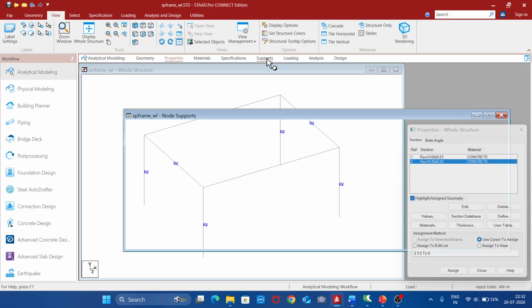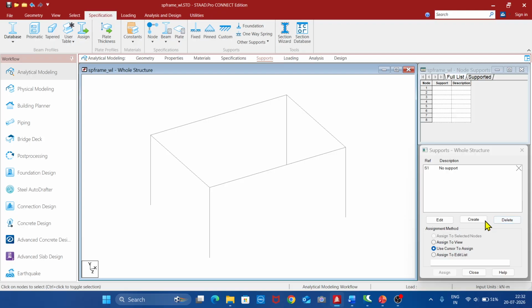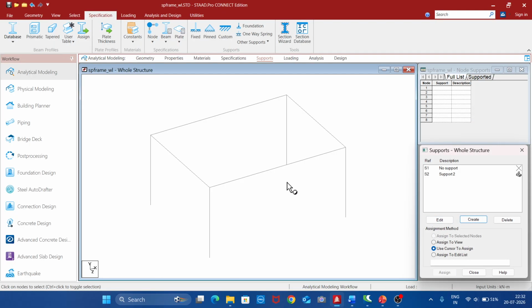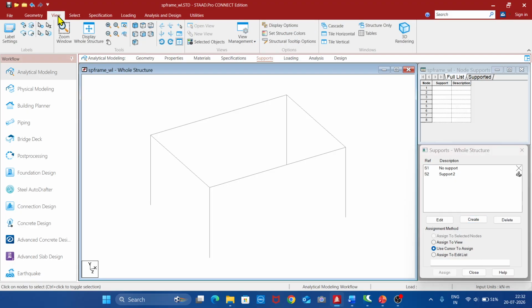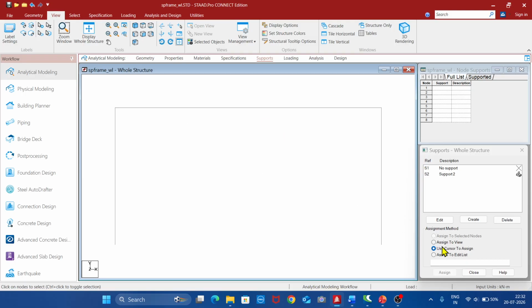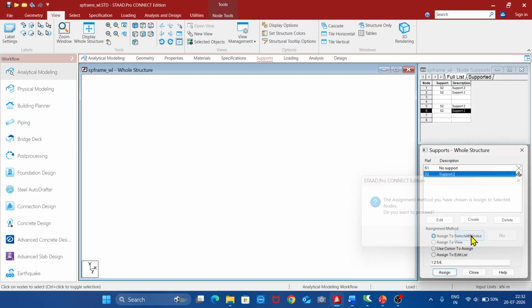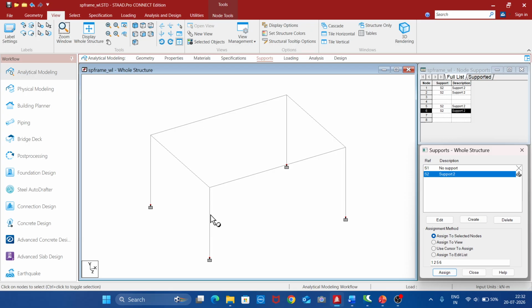Now supports. So click supports, create fixed support, add, take the front view, then click to select the support. So by clicking here, all the 4 supports will be selected. You can see in the isometric view, all the 4 supports are selected. Assign to selected nodes, click assign, click yes. So fixed support is given now.